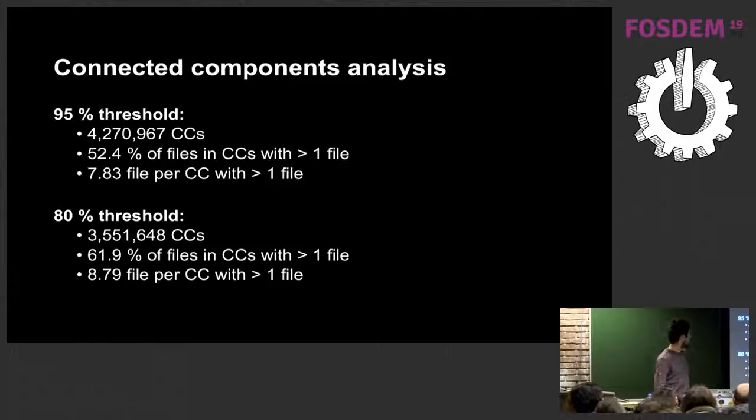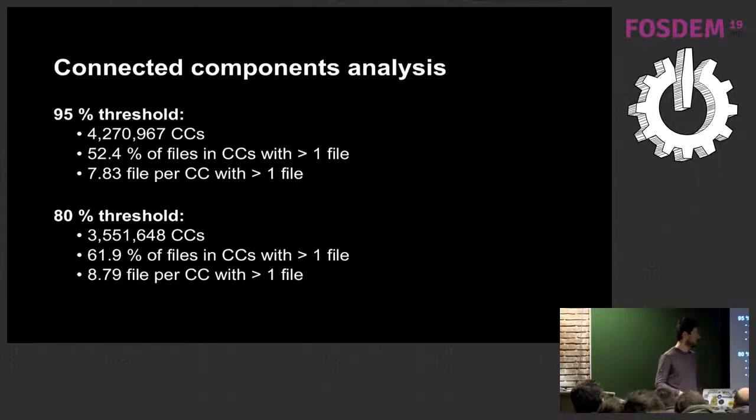Next, I applied the hashing with two different thresholds, the 80%, which was also used in Déjà Vu, as well as the 95% threshold. As could be expected, there are a much bigger amount of connected components for the 95% threshold, but that's actually just connected components of only one file. And if you look at the ones which have more than one file, they're actually more for the 80% threshold, about 10% more.